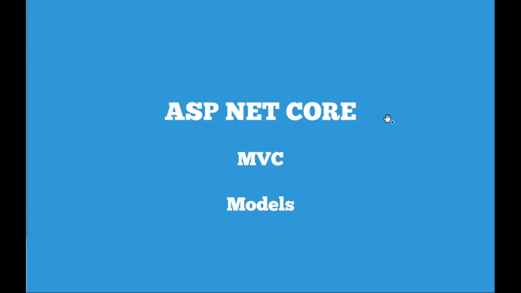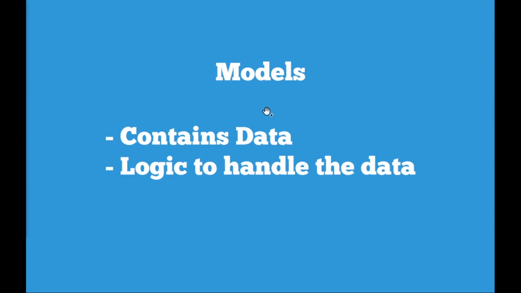Now, as we know from our previous MVC overview video, also linked in the description and in the tab, models in MVC contain data and logic to handle the data. Okay, now how can you achieve this? How can you create something that contains data and logic to handle data? Well, you create a class for it. Simple as that. Now let's demonstrate this using an example.